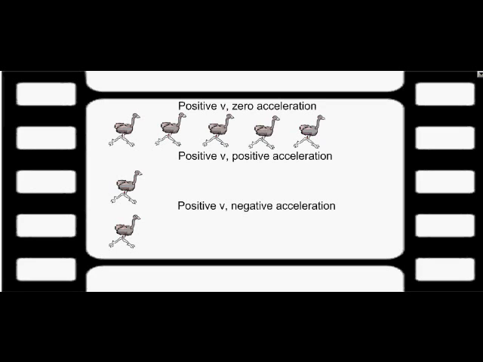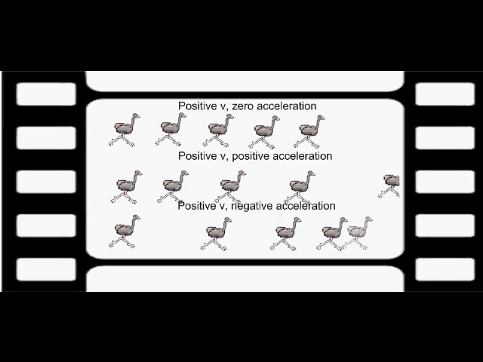The ostrich with a positive velocity and a positive acceleration will accelerate more, and each subsequent ostrich will be further away from the last one. Hey, get back here. An ostrich which has a positive velocity and a negative acceleration will decrease its speed, thus traveling less with each subsequent second.